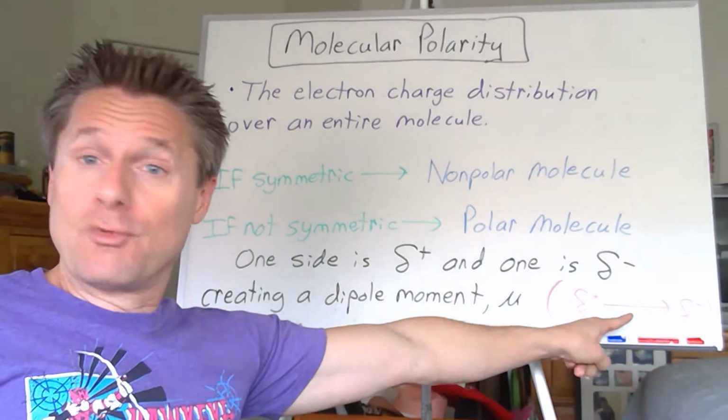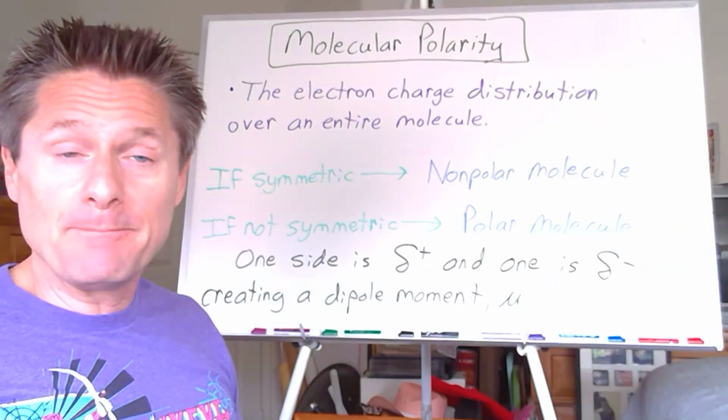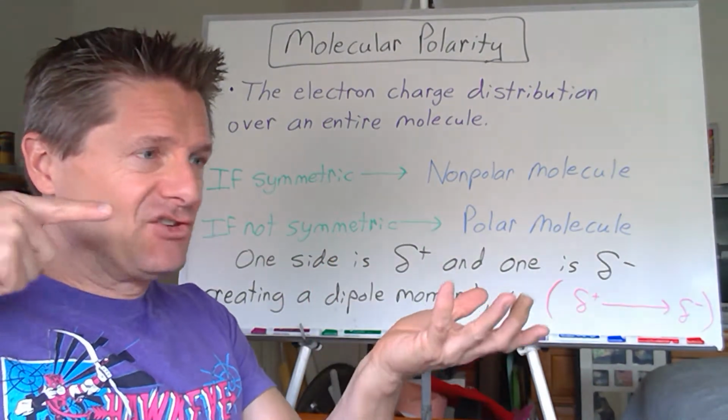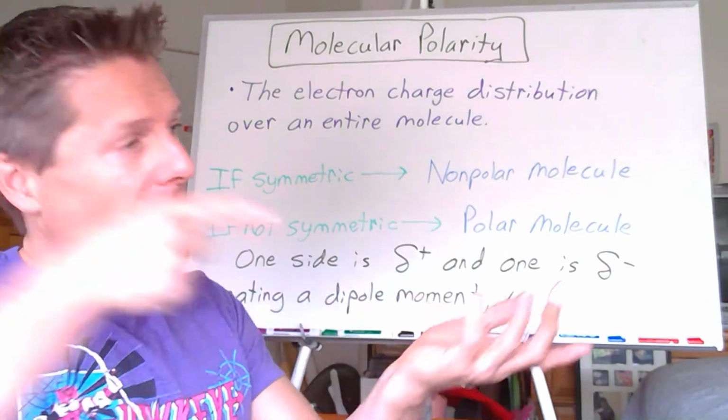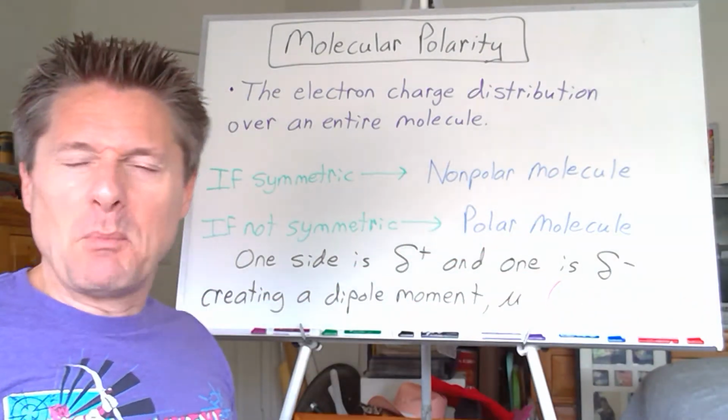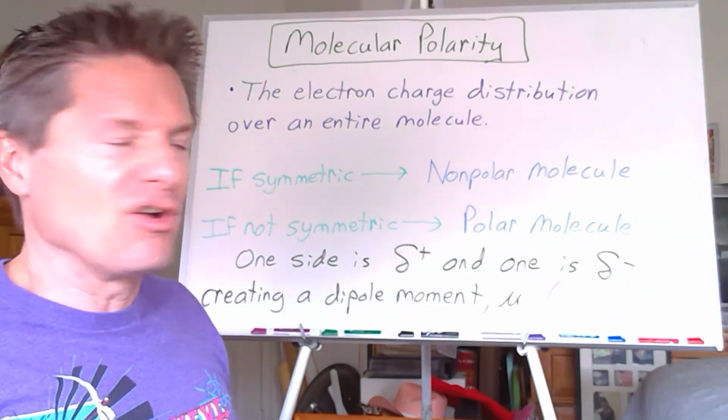We use a little arrow to represent it, just like we did with bond polarity, but we just kind of shish kebab the molecule through the central atom, go whoosh. That's for simple molecules. Complex ones are a little harder to do.